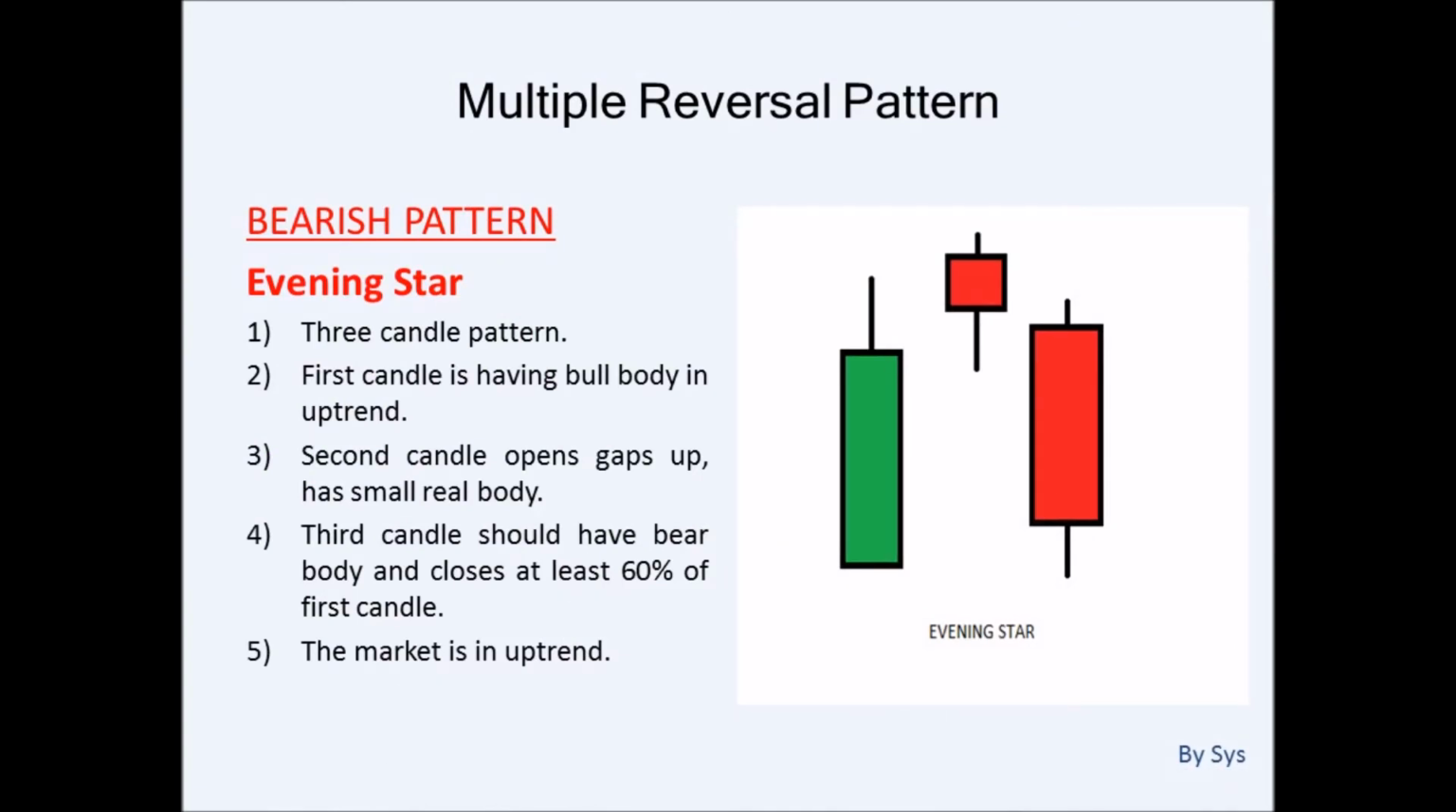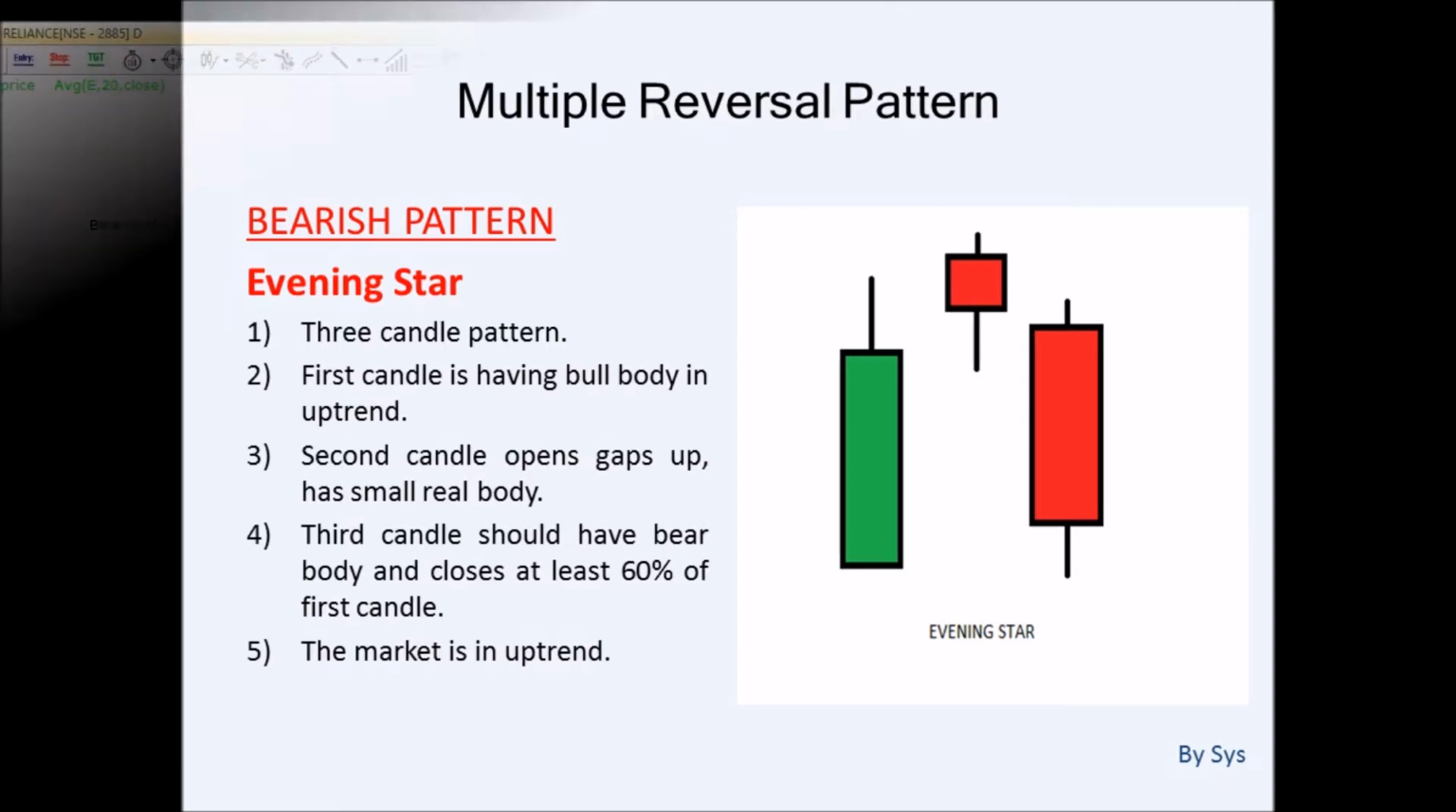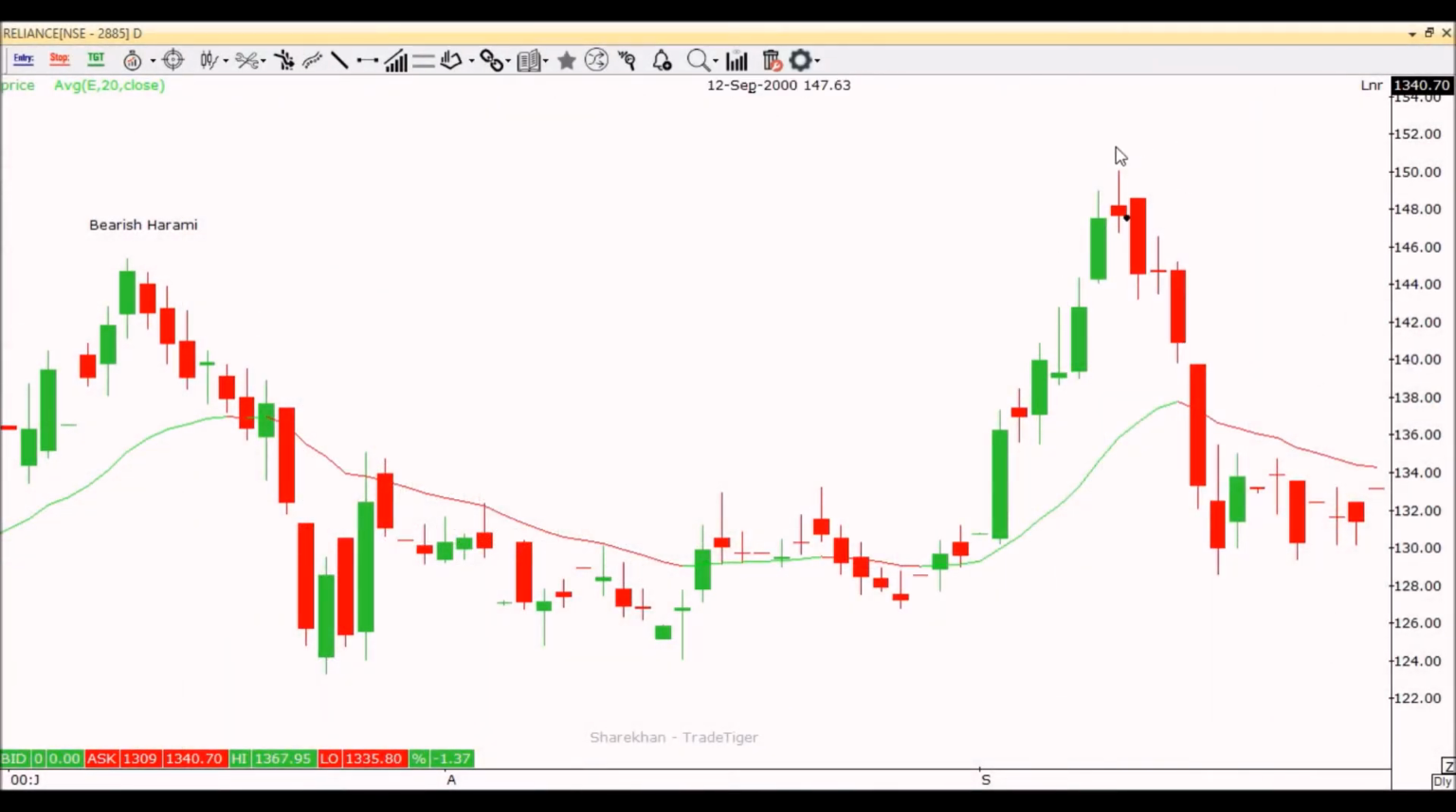Evening star is a three candle bearish reversal pattern. The market should be in upward movement where the first candle is a bull candle, and the second candle gaps open up, having a small real body. It may be a doji. The third candle should be a bear candle and closes above 60% of the first candle, which was a bull candle. It is one among the most reliable patterns to trade, but confirmation prior to taking the trade is a must.